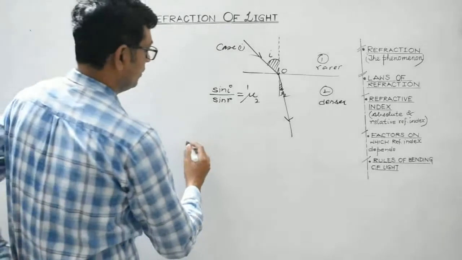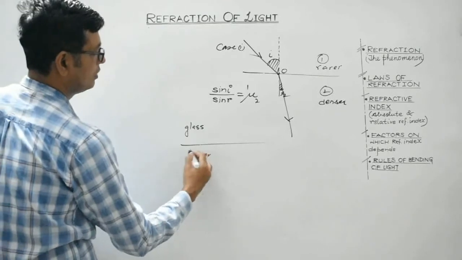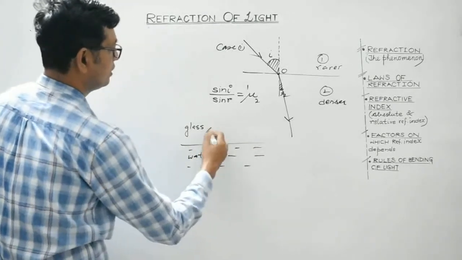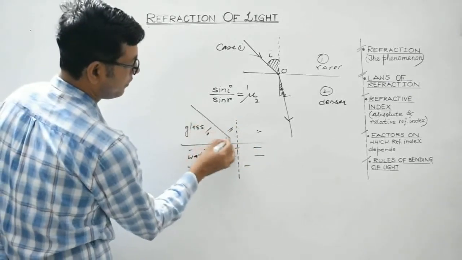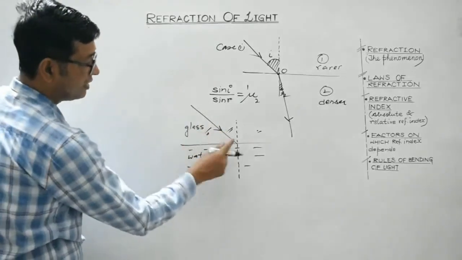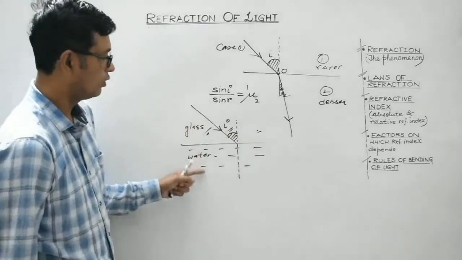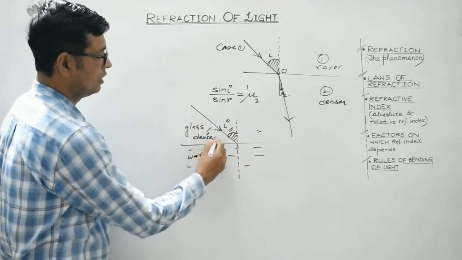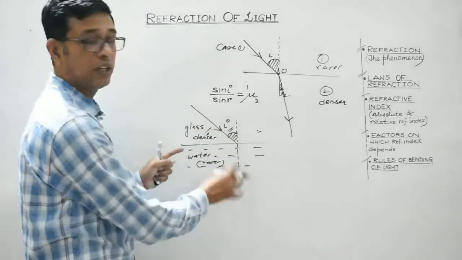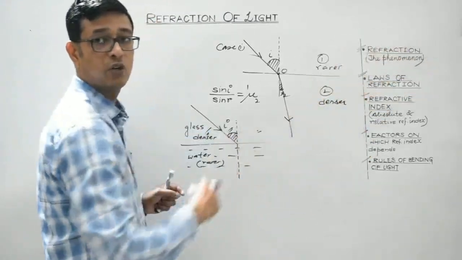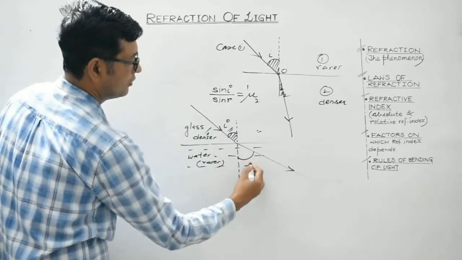Clear? For example, this is glass and this is, suppose, water. This is water and this is glass. Let's consider this another example. This is the normal over here. This is the incident ray. Indicate the arrow. So this will be the angle of incidence. Out of glass and water, obviously glass is the denser medium and water is the rarer medium. So light is traveling from denser to rarer. It will bend away from the normal. So it will be like this. So this is the angle of refraction.